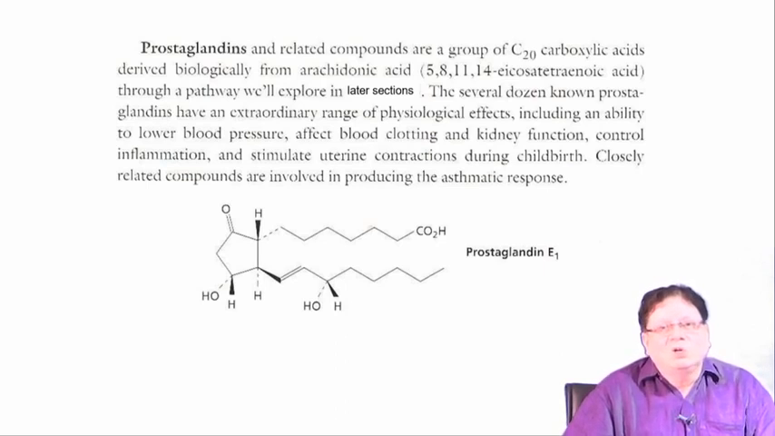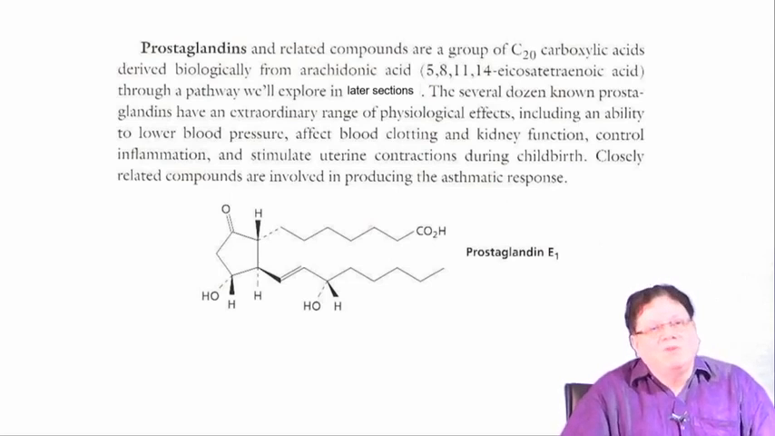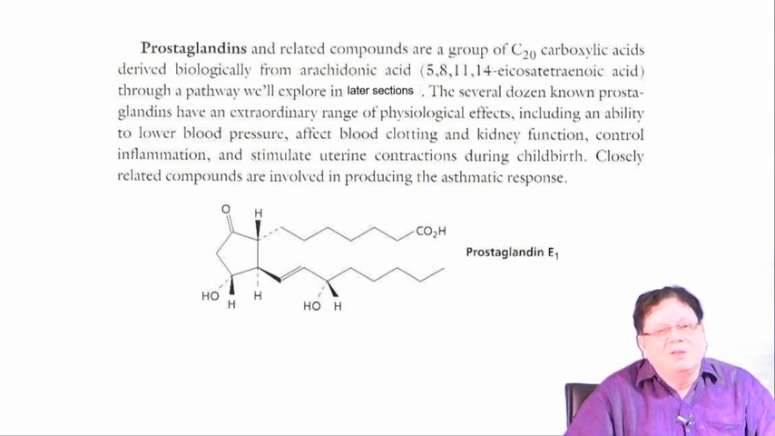They also regulate kidney function, and they control inflammation. So, when we have inflammation and pain, the medicines we take, mostly like aspirin, stop the biosynthesis of the prostaglandin. Another effect is that they stimulate uterine contractions during childbirth. So, prostaglandin is also given for that.